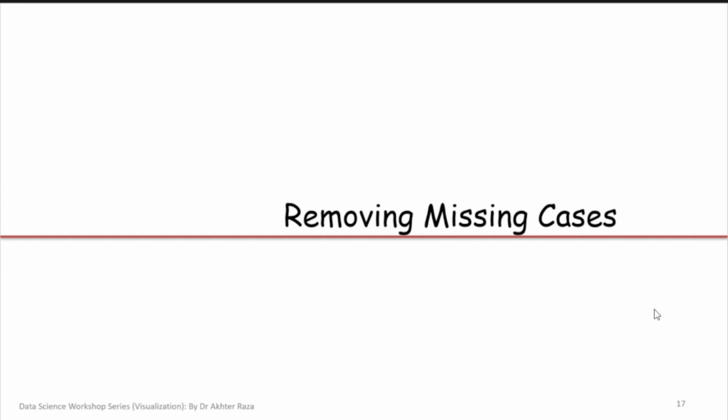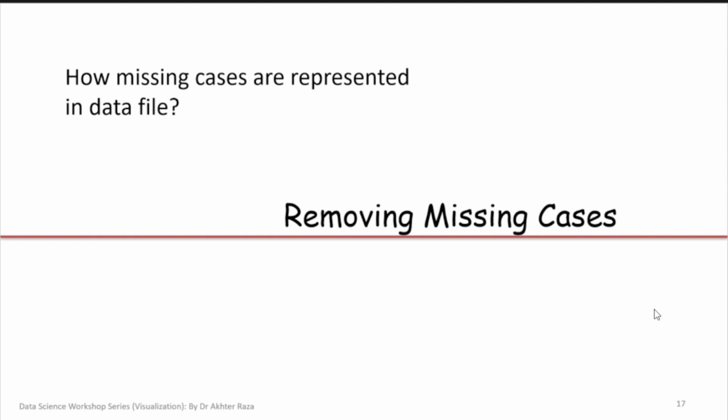Removing the missing cases. This was explained in my last lecture, how the missing cases are represented in my data file. This is a very important question. And the second question is how missing cases are eliminated. These are the 2 questions which we addressed in the last lecture. Missing numbers are represented by NAs in most of the data types, in most of the data files. And we can remove the NAs by the na.omit command in R.